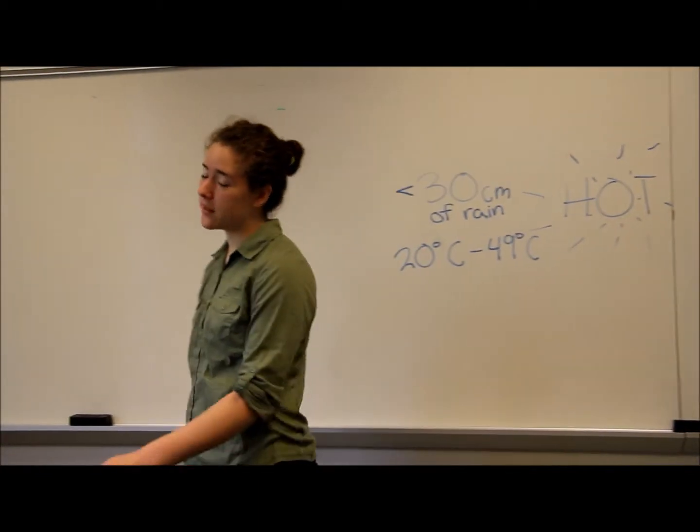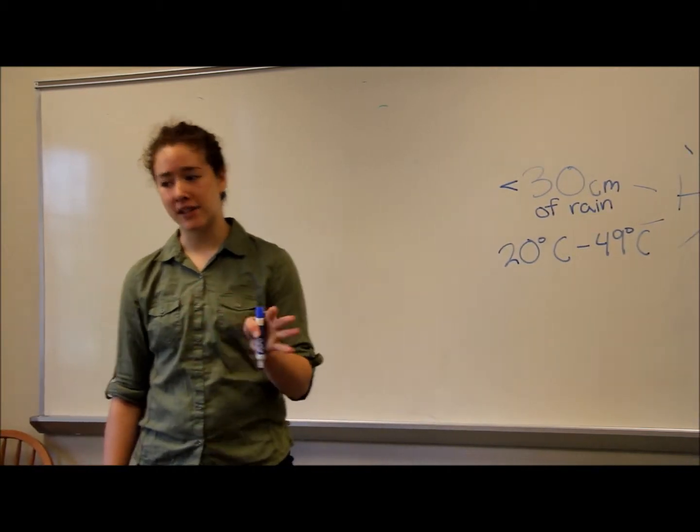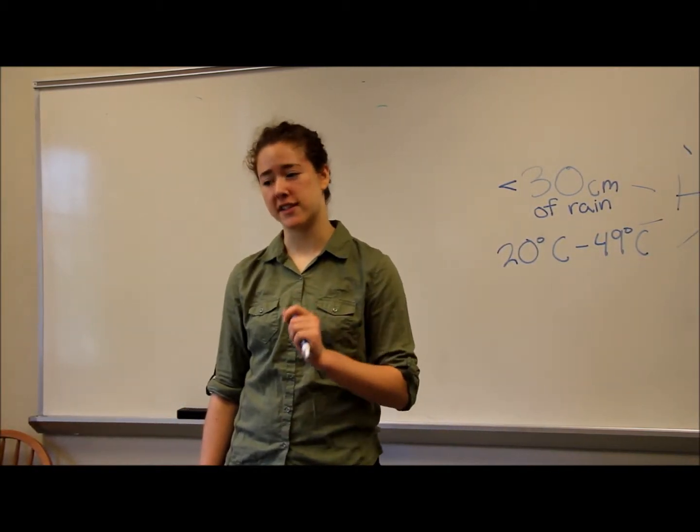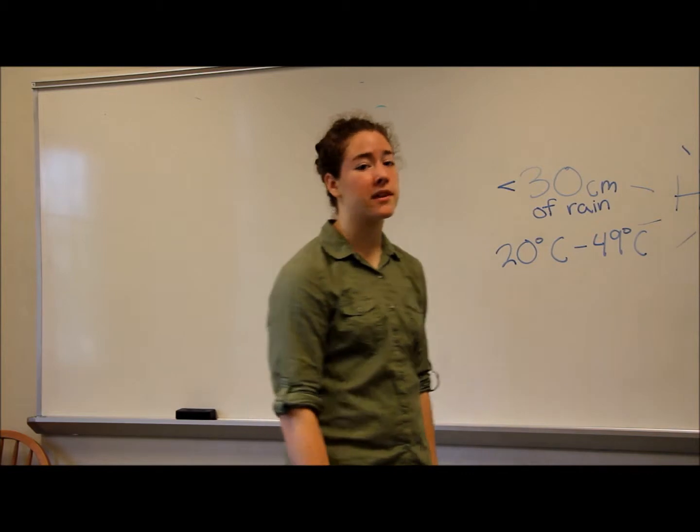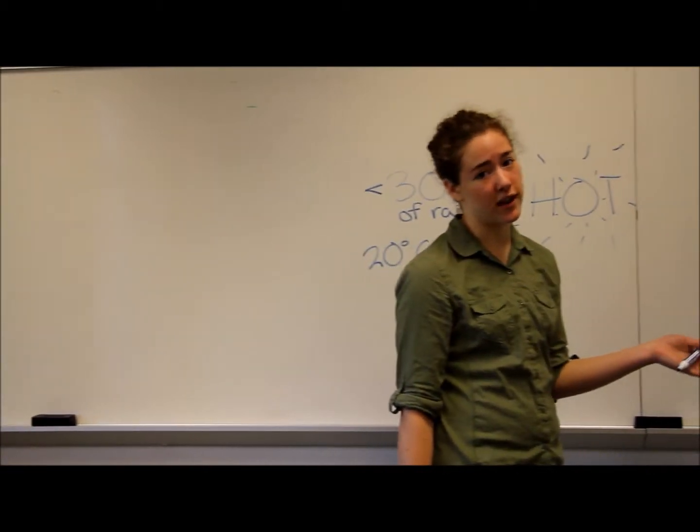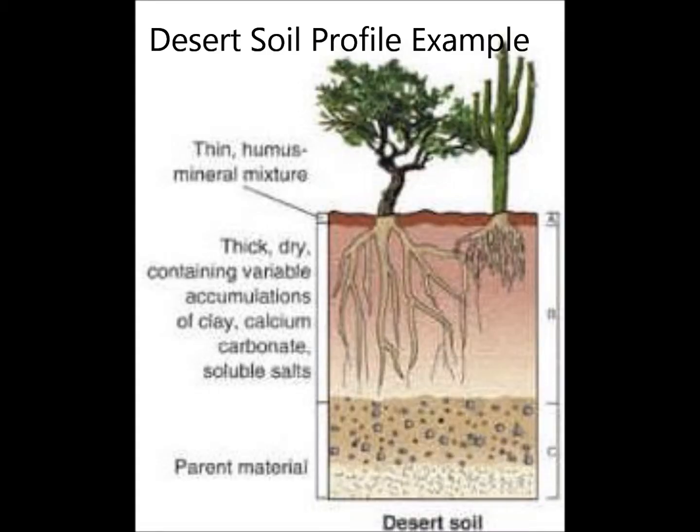The soil is mainly coarse and sandy. There is very little chemical weathering, and there is a small, if existent, O-horizon. One example of this is the Sonoran Desert in California and Arizona. Os, can you tell me where the O-horizon is? Isn't that the thin hummus?